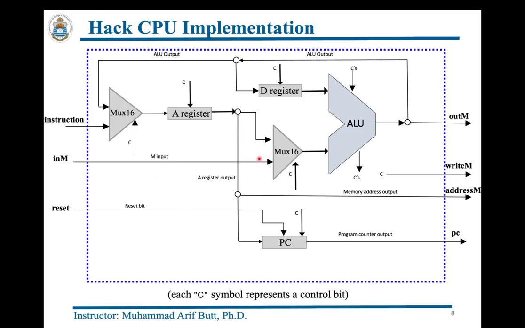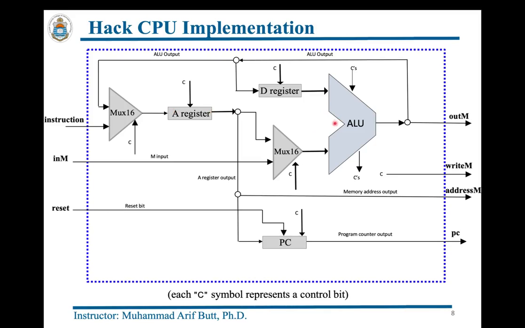Now let us have a bird's eye view of different components inside our hack CPU. Well, as you can see, there are three registers: the A register, the D register, and the PC. There are two MUX16 chips that we have designed in lecture number 5, I think. Here these multiplexers are used to decide about the input of the A register and the ALU. This MUX16 chip is going to decide whether this A register will be loaded from the output of the ALU or maybe from the instruction part.